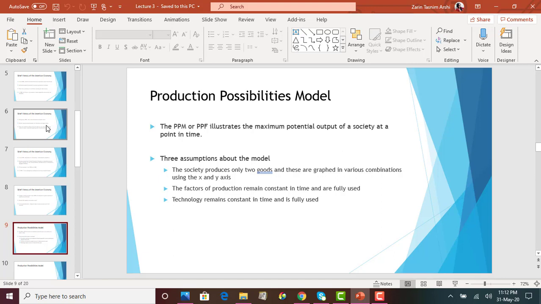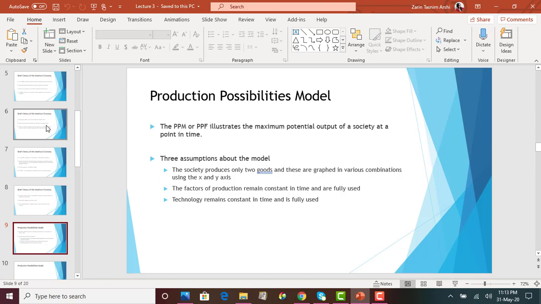And when we are looking at this model, there are three assumptions that we are going to make. So what are those three assumptions? The first assumption is the society produces only two goods or services, and these are graphed in various combinations using the x-axis and y-axis. So when we are looking at a PPF, we will only consider two goods or two services. That's an assumption we make. We can take, let's say, clothing and computers, or pizza and sugar, or education and healthcare services. We plot one of them on the x-axis and the other on the y-axis, and then we look at it based on those two goods or services.